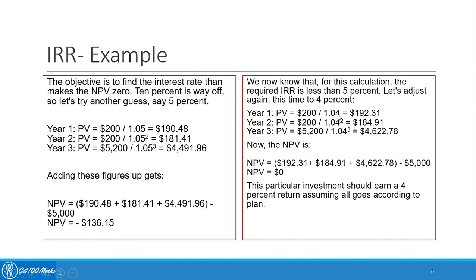This question has used the interest rate of 4% then, and if you see, when you calculate the NPV using 4% interest rate, you arrive at zero NPV. Now that's what we were looking at. So which means that this project has an IRR of 4%, assuming all goes according to the plan. Okay, that is how you use the IRR method to understand the project's return.